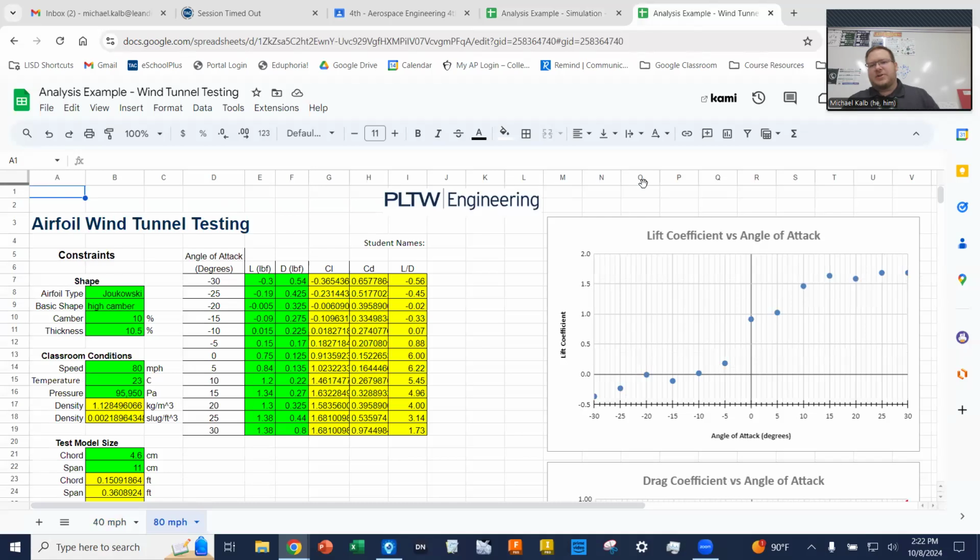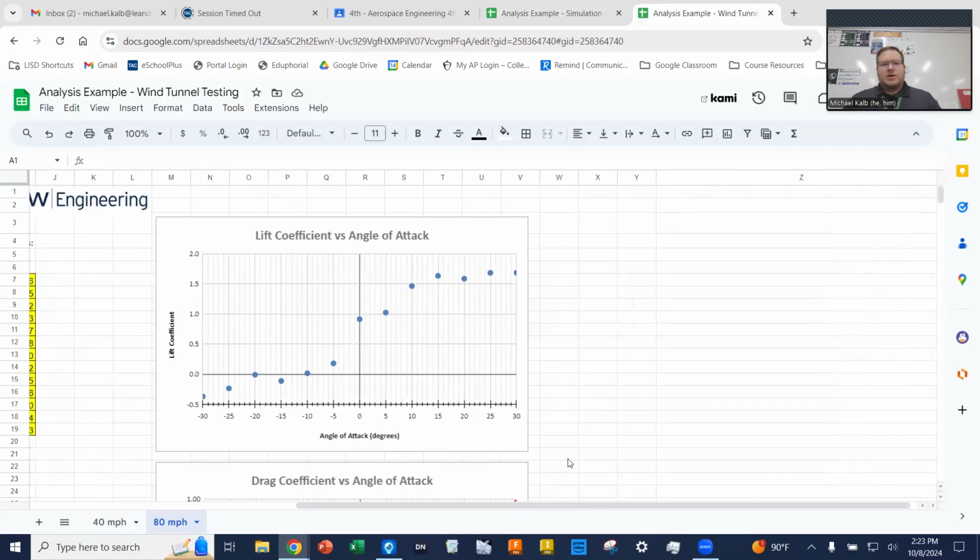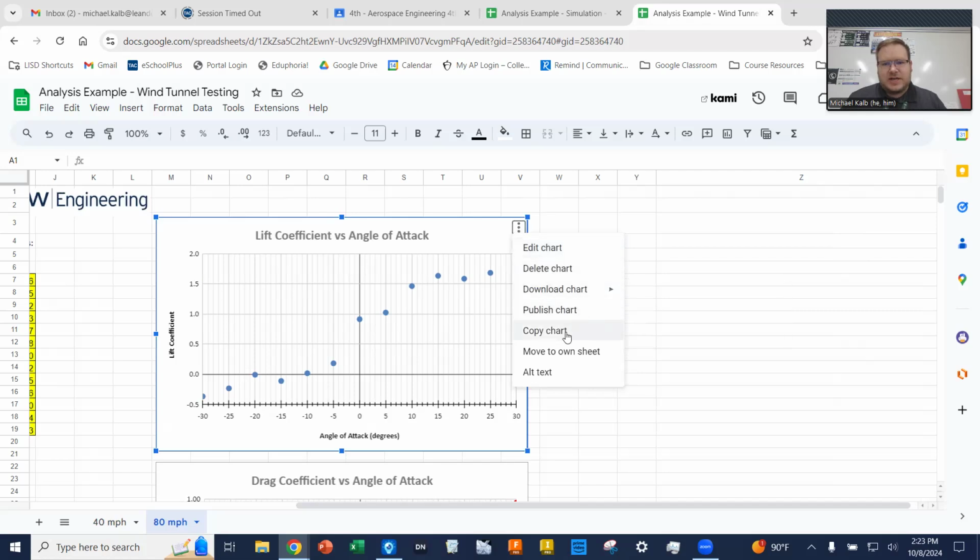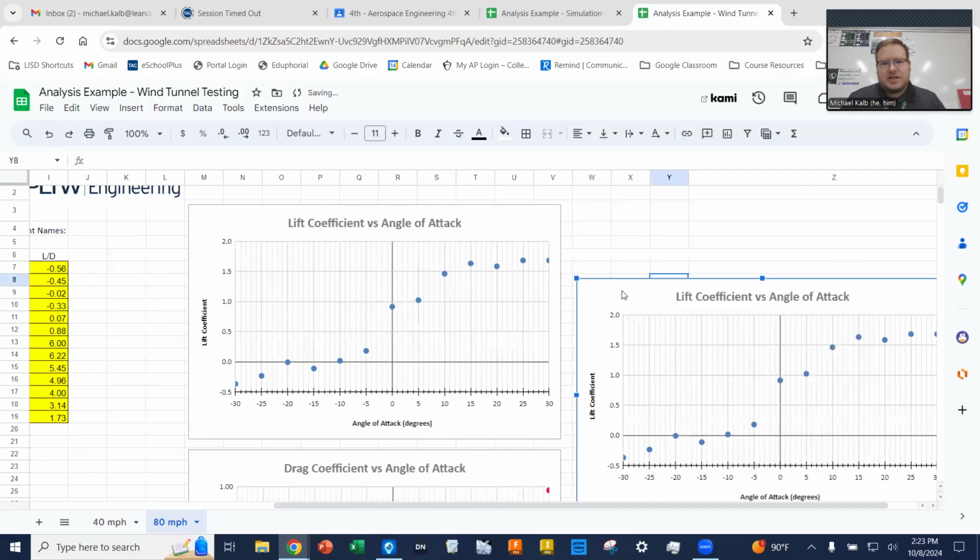So if we look at our experimental data, we're going to do some modifications here. We want to find the slope of this linear region. So what I'm going to do is click on the graph with the data filled in, the lift coefficient versus angle of attack, and do Control C. Or I can also click down here and say copy chart and then paste it.